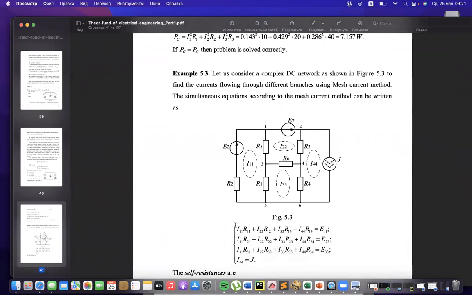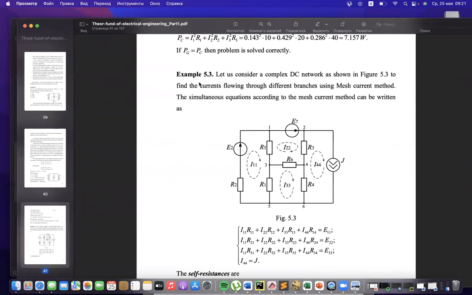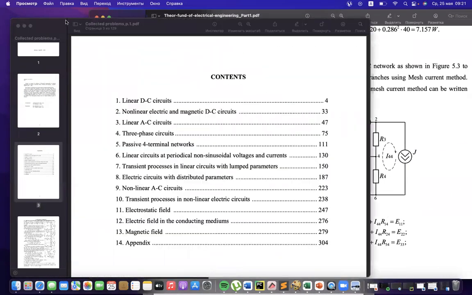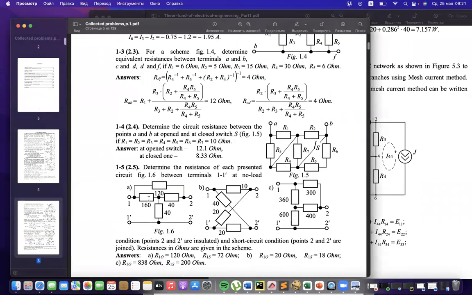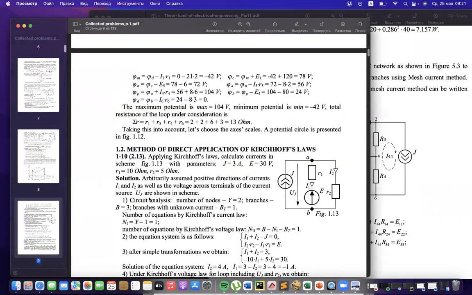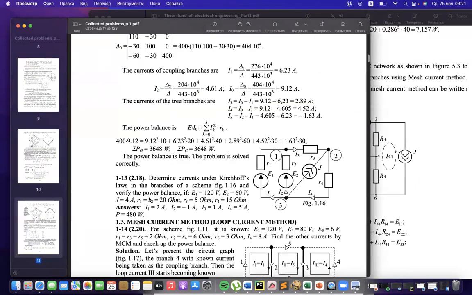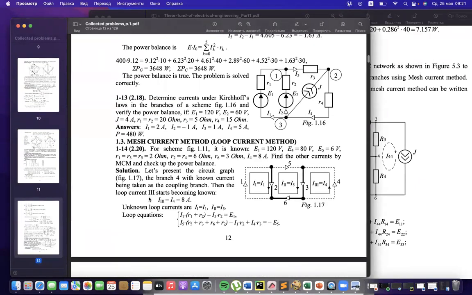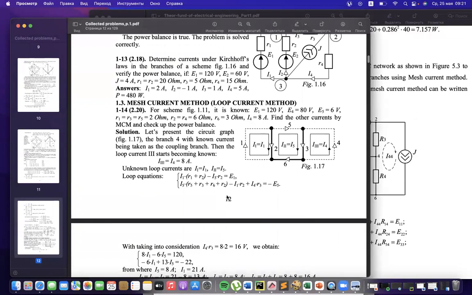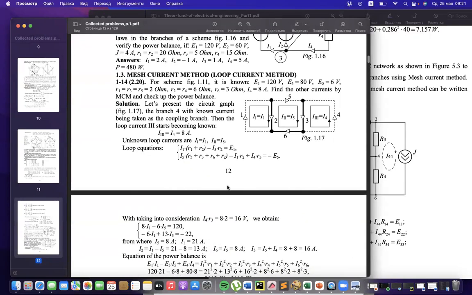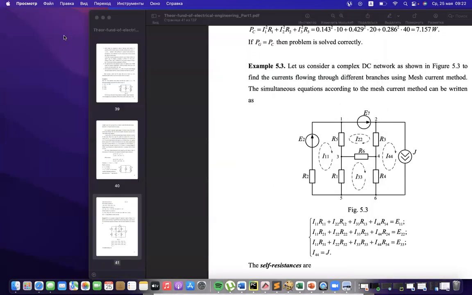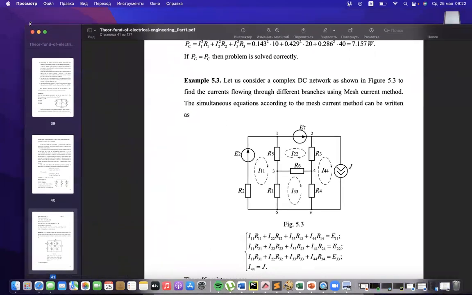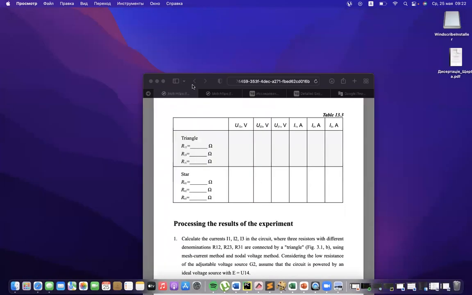Or I think the best explanation is here, or also in the file with practical problems, the similar calculation should be, starting from page number 12 as mesh current here. It is just where you should see the details of how you should do the task.